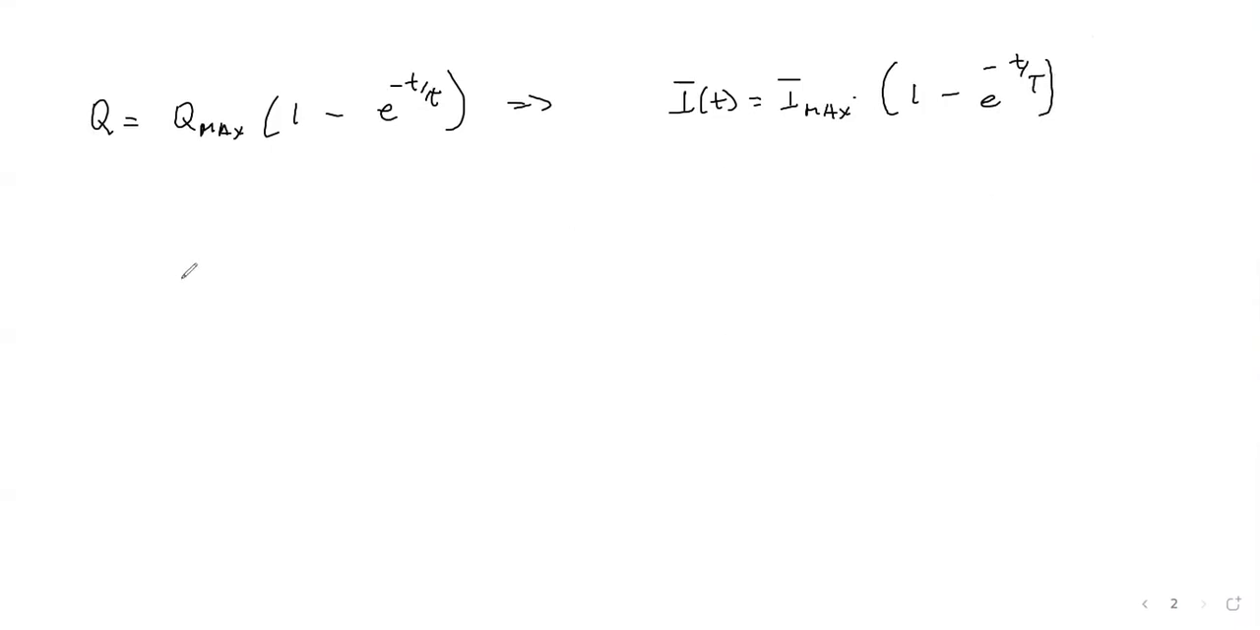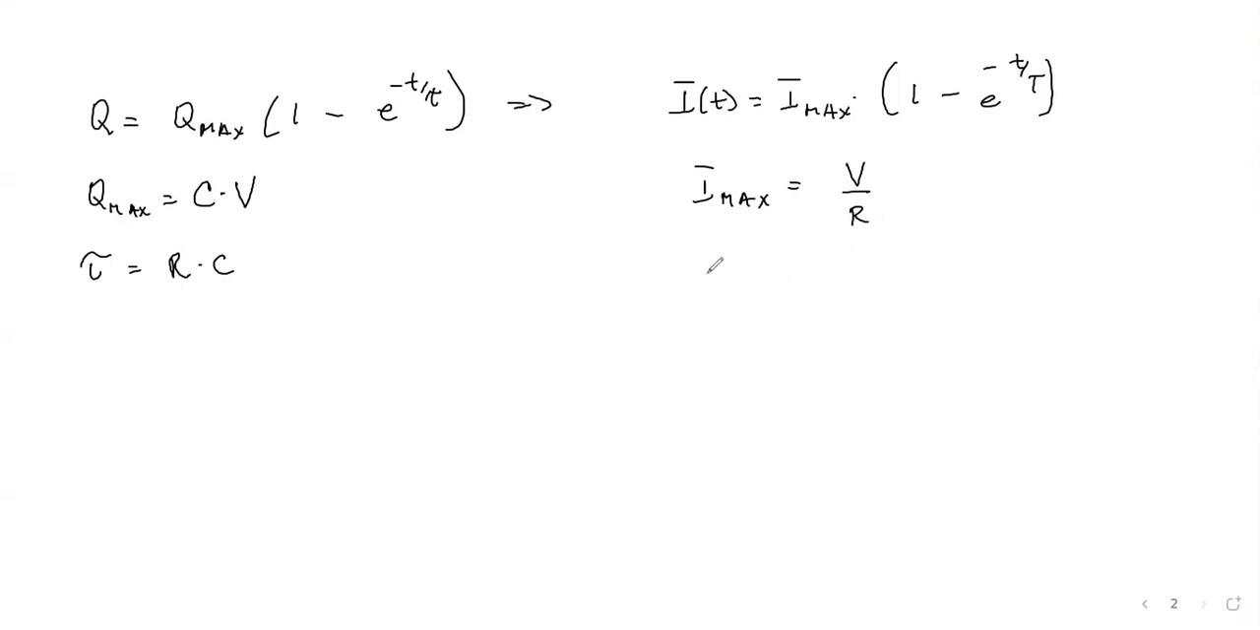And in this solution, what was Q max? It was capacitance multiplied by the voltage, and the tau was RC. So now I max. I have to do the substitution. The voltage will stay, and capacitance I replace with 1 over R, if you remember from the previous slide. This is not a surprise. We know that the maximum current after a long time should be V over R.